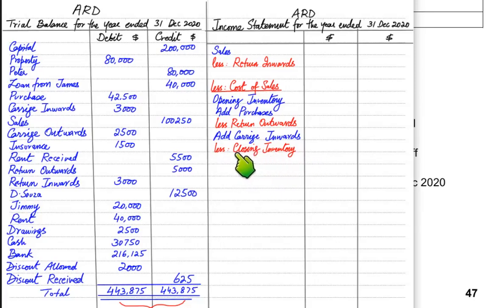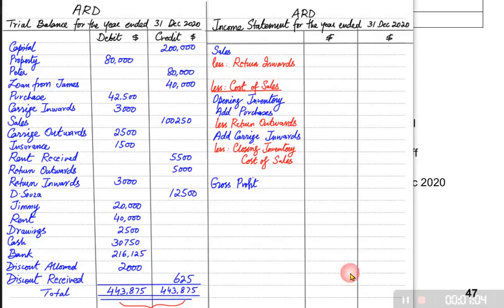So the inventory that is left at the year end should not be charged this year. Why? Because we are going to sell this inventory in the next year, therefore we are going to charge this inventory in the next accounting period, therefore we are deducting this closing inventory. Now if we add up and subtract all of these things, we come up with the item that is cost of sales.